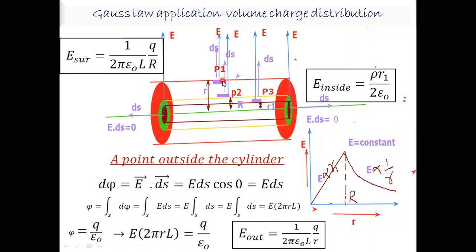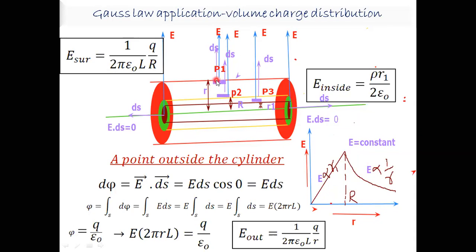But the direction of electric field strength at this point is normally outwards, or radially outwards. Catch that point: radially outwards, or normally outwards, at every point. So here the direction of E bar is like this, and here like this. The blue color lines denote the direction of electric field strength. At every point on the surface of this external Gaussian cylinder, the direction of electric field strength is normally outwards.